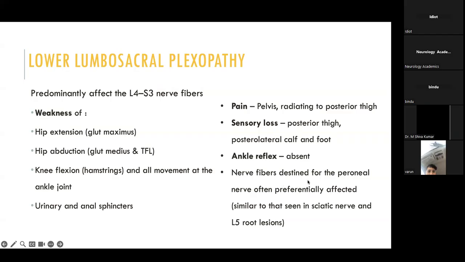Sometimes the nerve fibers distant from the peroneal nerve are often preferentially affected. Even in lumbosacral plexopathy, the patient can have only an isolated peroneal-like presentation, which we can see also in sciatic nerve and L5 root lesions. In the sciatic nerve also, preferentially the peroneal nerve fibers are more often and more severely affected compared to the tibial nerve fibers, and also in L5 root lesions, the peroneal nerve is specifically affected.